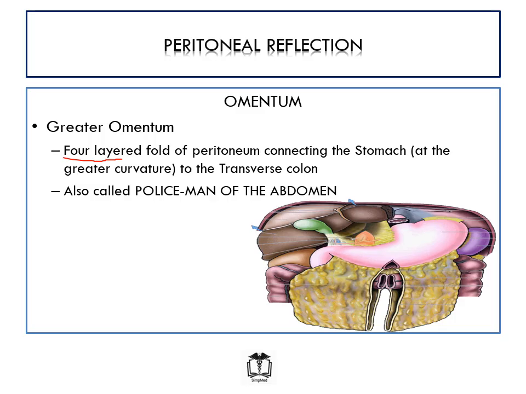Another thing to note about the greater omentum is the fact that it contains large storage of fat. As you can see in the image below, the greater omentum contains fatty streaks of fatty tissue, and as a result, it serves as a storage point within the abdomen.